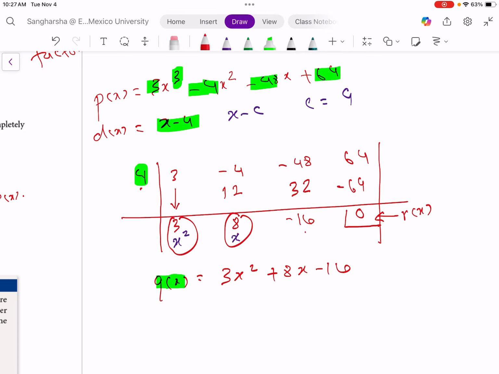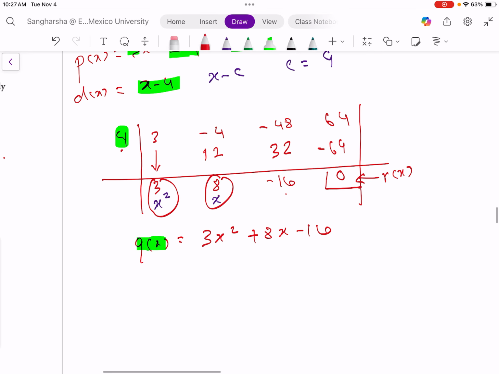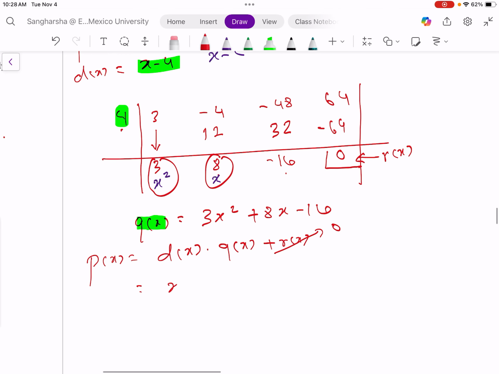Okay, now let's write down our p of x as a divisor d of x times quotient q of x plus remainder r of x. We know r of x is 0. So our divisor is x minus 4. Quotient is 3x squared plus 8x minus 16.